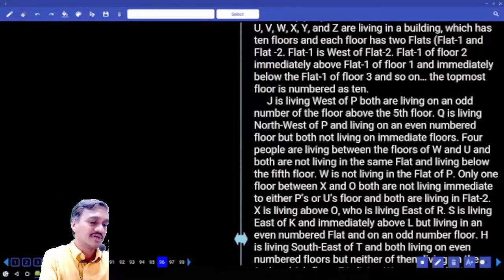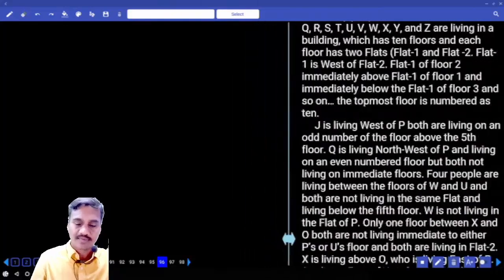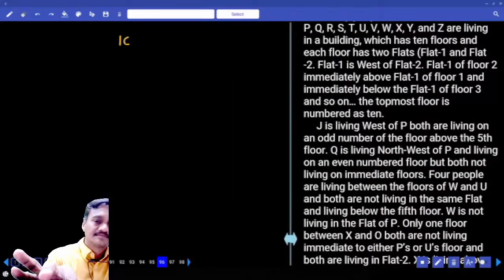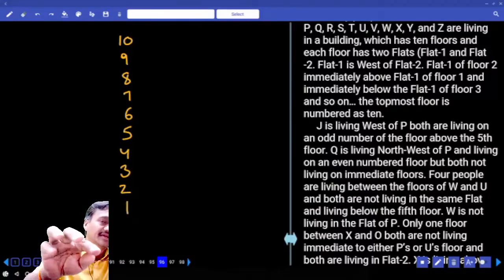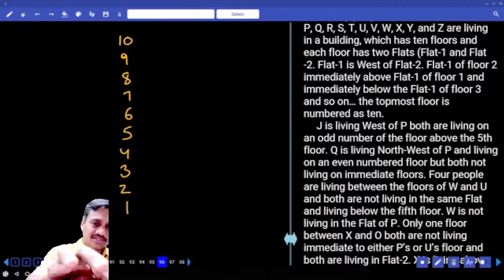What is the information we have? 10 floors are there. Now 10 floors: 10, 9, 8, 7, 6, 5, 4, 3, 2 and 1. 10 floors are there and in each floor, how many flats are there? 2 flats.